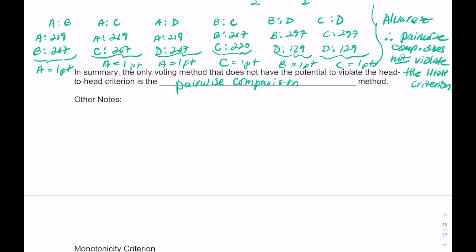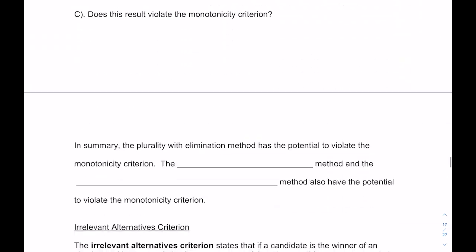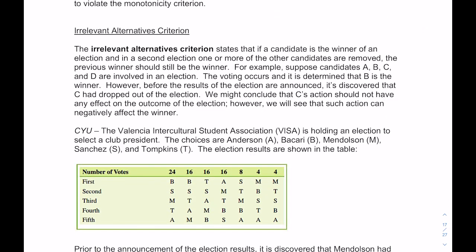Okay, we're going to stop there for this video. There will be a second part to the video for the next 2 voting flaws, which are the monotonicity criterion and the irrelevant alternatives criterion.